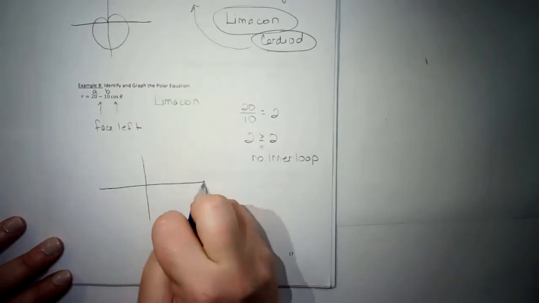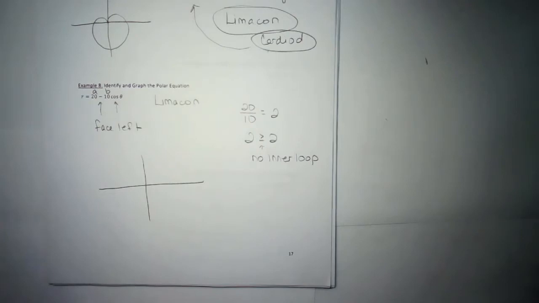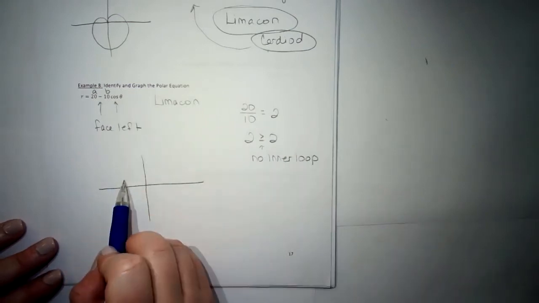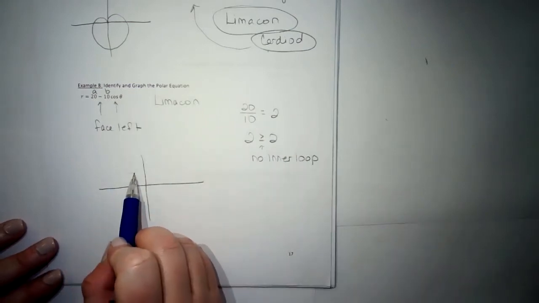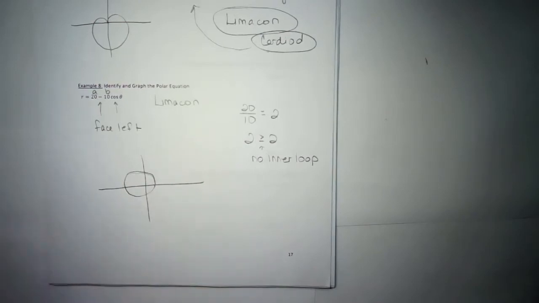So you could graph it, but we're going to expect our graph to be kind of circular, kind of oval, kind of in the middle, okay? And it's going to be facing left with no inner loop. So it's going to kind of be like this, kind of off center, kind of facing toward the left.